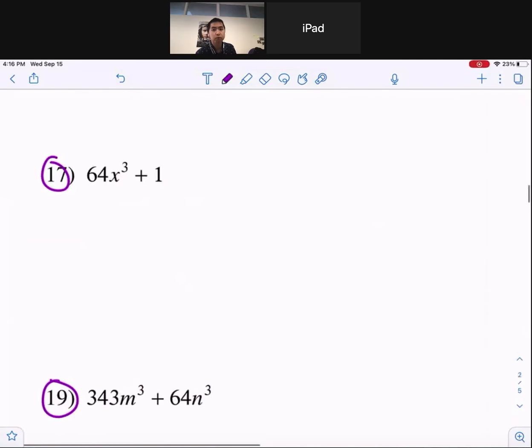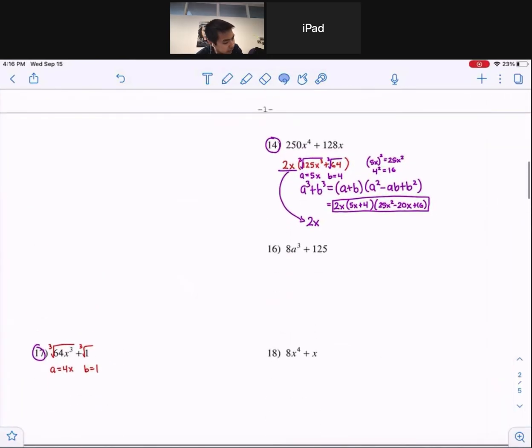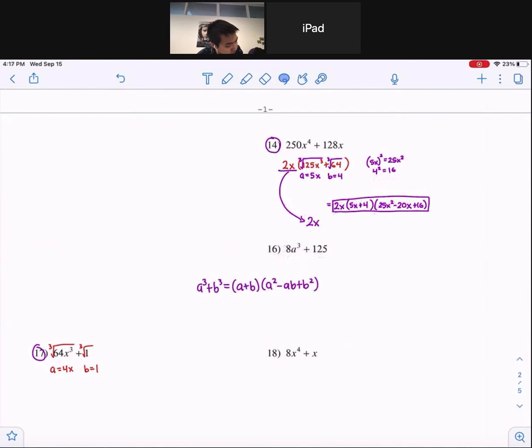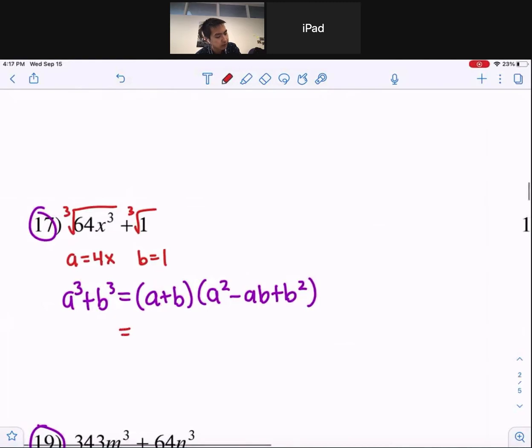17. Is 64x to the third and 1 perfect cubes? They are, so we are going to cube root both of them. The cube root of 64x to the third is not 8, it's 4x. The cube root of 1 is 1. And now we can plug our a and b into the formula. Again, we're going to be using this one because there's a plus sign in between the 64x to the third and 1. A is 4x, b is 1.